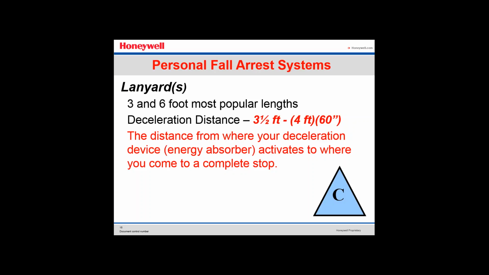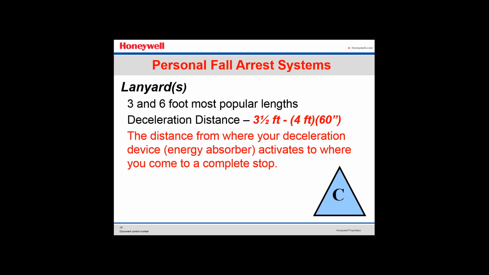So the definition of deceleration distance, and I have it here for you, is the distance from where your deceleration device or your energy absorber activates until you come to a complete stop. So hopefully I can clear this up by telling you, if I have a 6 foot energy absorbing lanyard, it may go 9.5 feet. If I have a 4 foot ANSI Z359.13 energy absorber, it could go 10 feet.